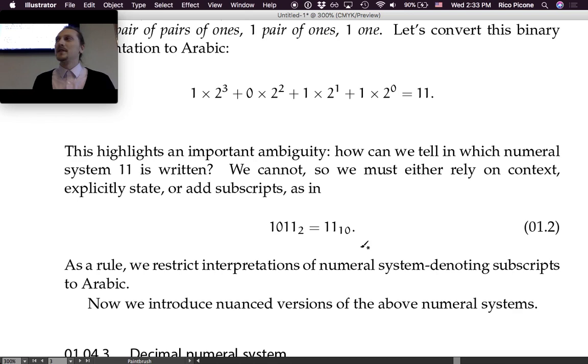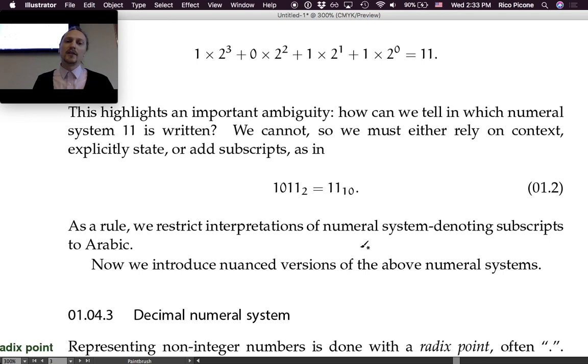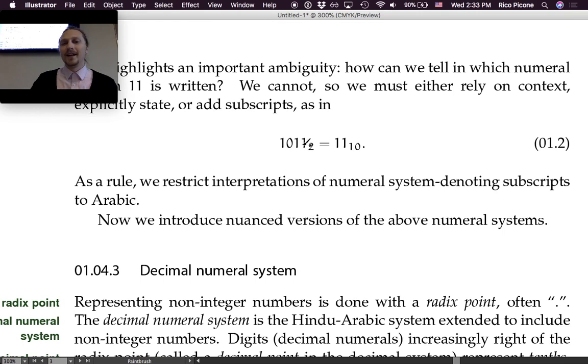As a rule, we restrict interpretations of numeral system denoting subscripts to Arabic. So any subscripts down here, we assume are Arabic. We're not using a binary subscript, because that's just another layer. So we just assume that. Now we're going to introduce nuanced versions of the above numeral systems.